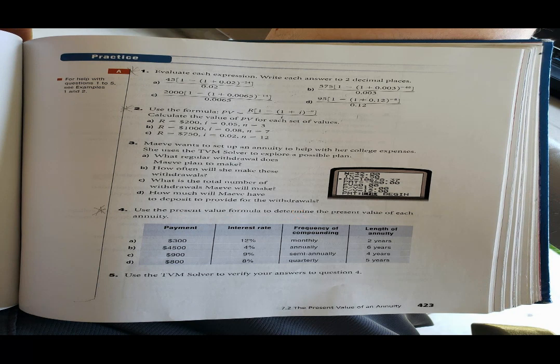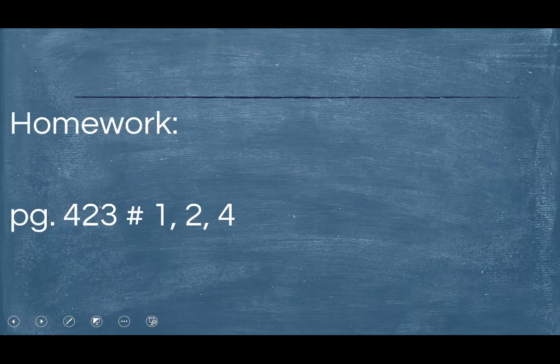So it's just 1, 2, and 4, guys. All calculations, no word problems or anything real tricky. 1, 2, and 4 on page 423. I'll try and remember to make sure I attach a picture of the questions to this, in case a few of you don't have your textbooks.